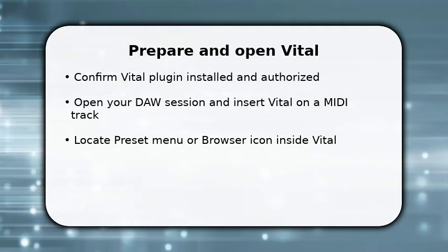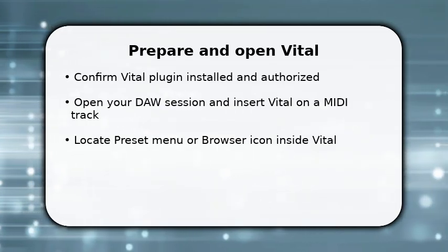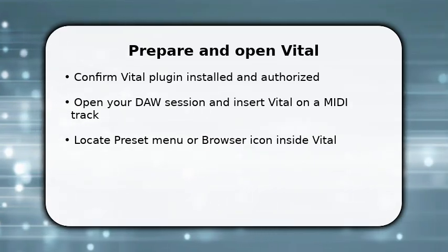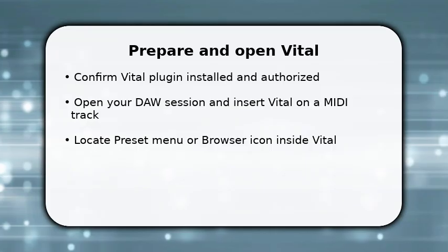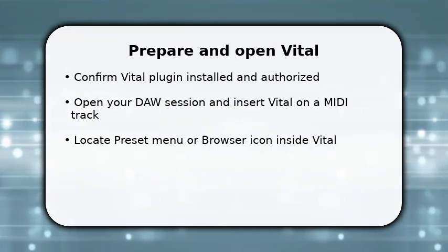Next, open Vital's preset menu or browser icon. This is where presets live. As you do this, scan folders quickly so you see categories and banks. Make sure the plugin GUI is focused. Then proceed to the chosen preset bank to pick the first file to load.